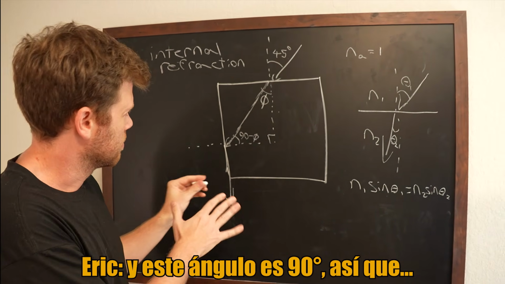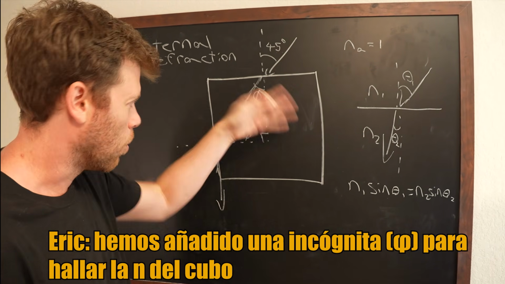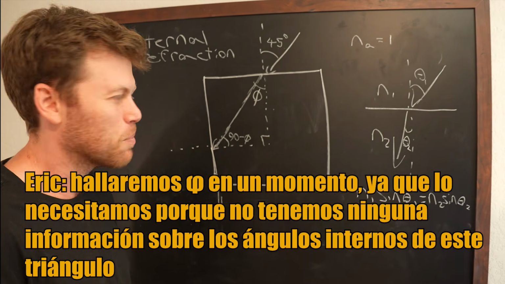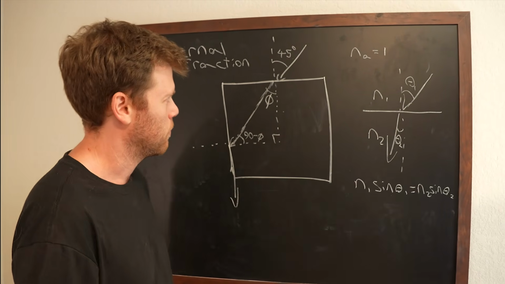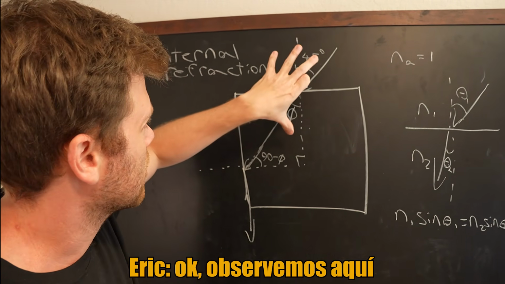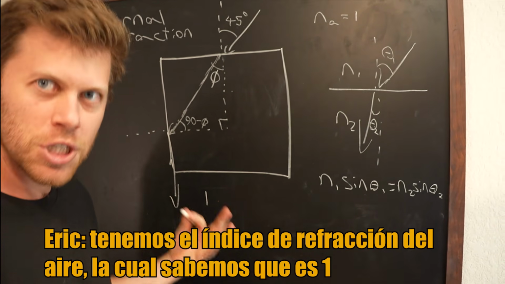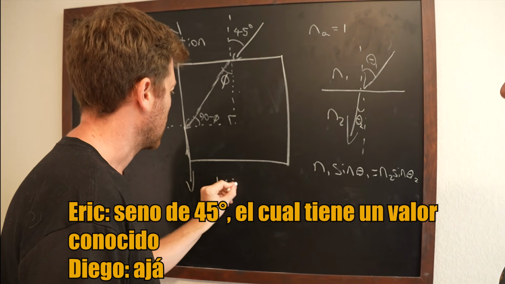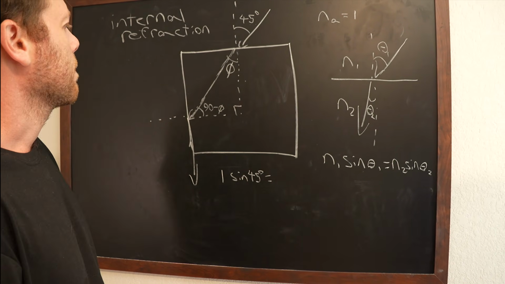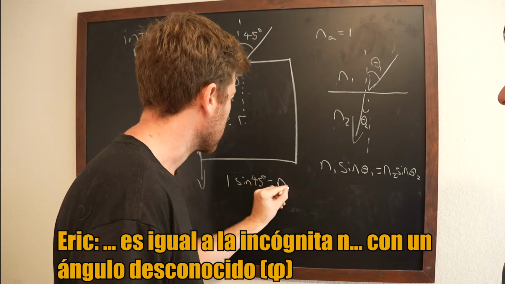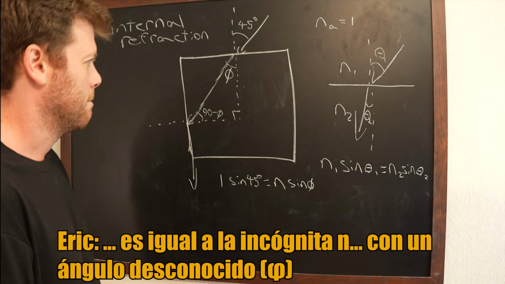And then this angle here is 90. So we have an unknown that we've added to the whole problem in order to do this. So we've got to deal with phi at some point, but for now we need it because we have no information about the internal angles here in this triangle. Okay, let's take a look specifically here. We've got index of refraction of air, which I'm just gonna say is 1, sine of 45 degrees, which has a relatively nice value, is equal to an unknown n with an unknown angle.